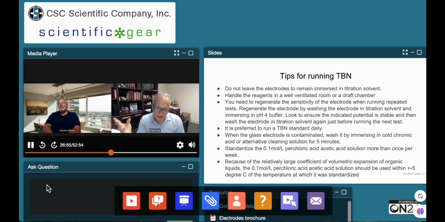When the glass electrode is contaminated, you want to clean it in a solution, and it could be cold chromic acid or some alternative cleaning solution. So yeah, really, they have some alternatives. Yeah. So that's a big one. I think the electrodes are underestimated. I think they sit there, and if they're not taken care of, they're going to be your worst enemy. So you've got to keep that going.